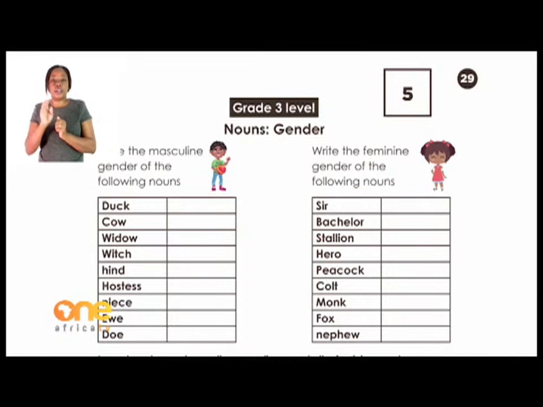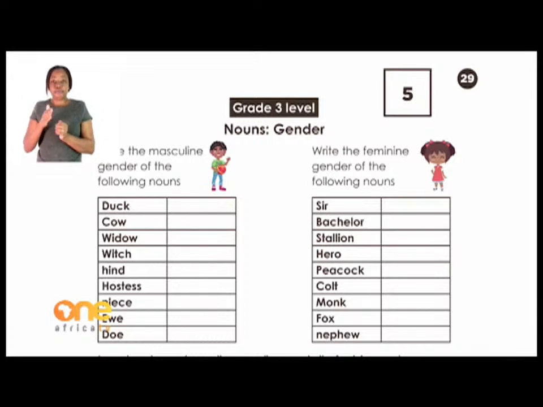And for the boy side, we say he's a widower. So I also want you to finish up the others. A witch, a hind, hostess, miss, and a door. Can you please find for me the boy side and finish it out? How do we call this side of the gender?